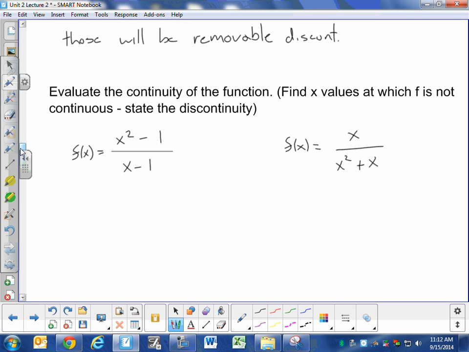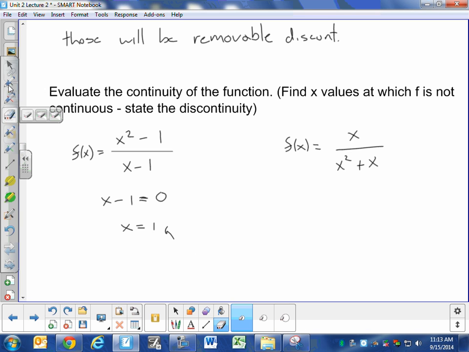All right, first two examples. Evaluate the continuity of the function. If you're asked to evaluate the continuity of the function, really, you just need to find the x values at which f is not continuous. And then we need to state the discontinuity, whether we have a removable or a non-removable discontinuity. Whenever we want to figure out when a function is not continuous, we just set the denominator equal to 0. We figure out what x values will make this denominator 0, making the entire thing undefined. So we know this is a discontinuity.